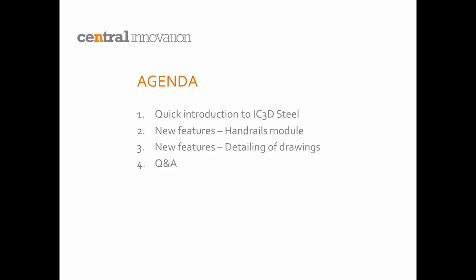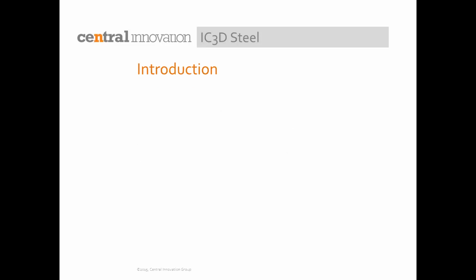So let's just get started with a quick introduction to IC3D Steel. First of all, it is an integrated structural design package within SolidWorks. Quite a few of the other packages that are out there are standalone packages. SolidWorks is a great design tool for mechanical design, and some people do use it for structural design with weldments, but that has some limitations. So IC3D Steel allows you to work within SolidWorks using your familiar workflows and just extending some of that functionality.